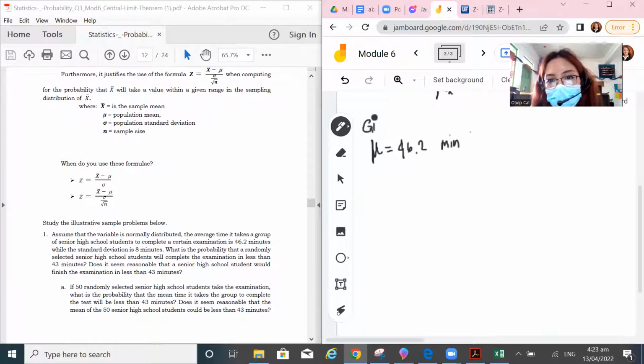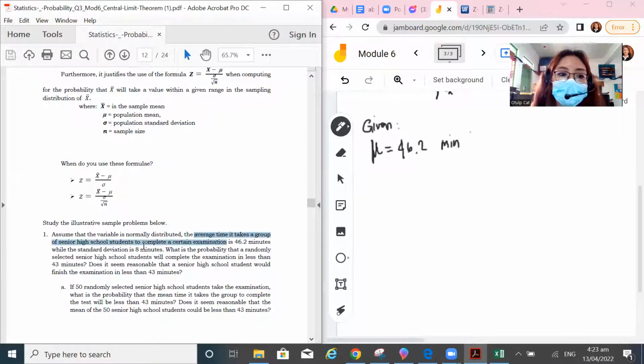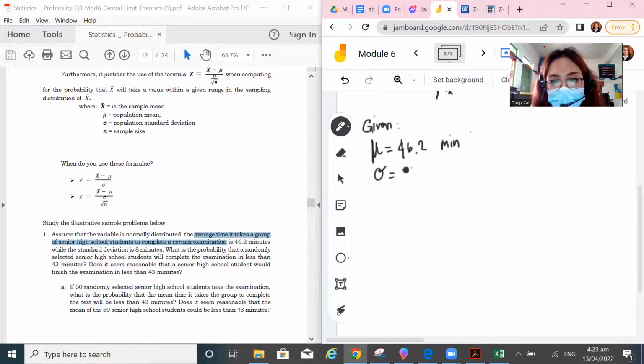So, these are the givens. Try to do this step by step. 46.2 minutes is the population mean, right? That is the average time it takes a group of senior high school students. And the population standard deviation is 8 minutes. What is being asked?